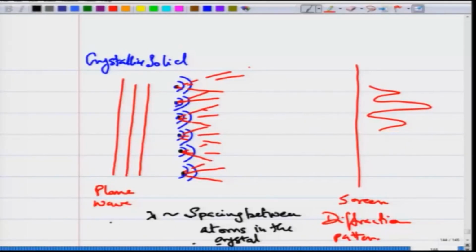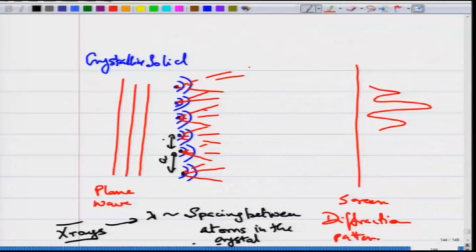It's within that range. Okay, and so you need wavelengths which are in that range. And these wavelengths which satisfy this are your X-rays. So, therefore, discovery of X-rays was very crucial and critical for getting to the point at which you can start detecting the diffraction from an atomic solid, because you need wavelengths which are typically of the lattice constant.